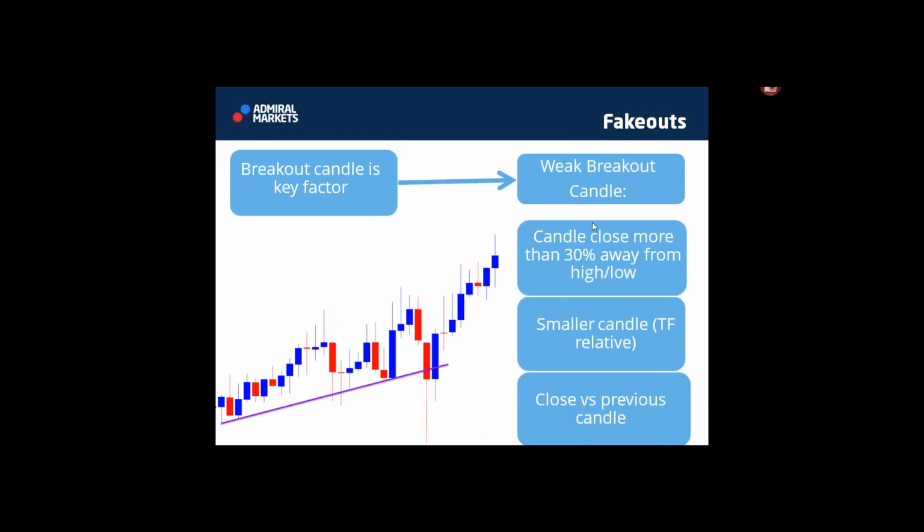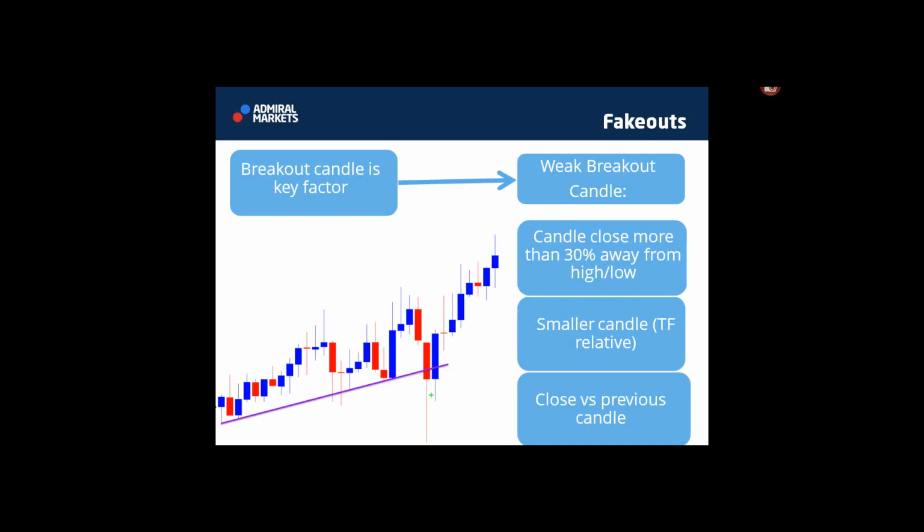So fakeouts, I use the opposite basically. I look for weak breakout candles. Those would indicate these 3 things right here. On the right side, you see basically candle close. It's far away from the higher low. It's a small candle, and the candle close is not really doing too well compared to the other previous candle.